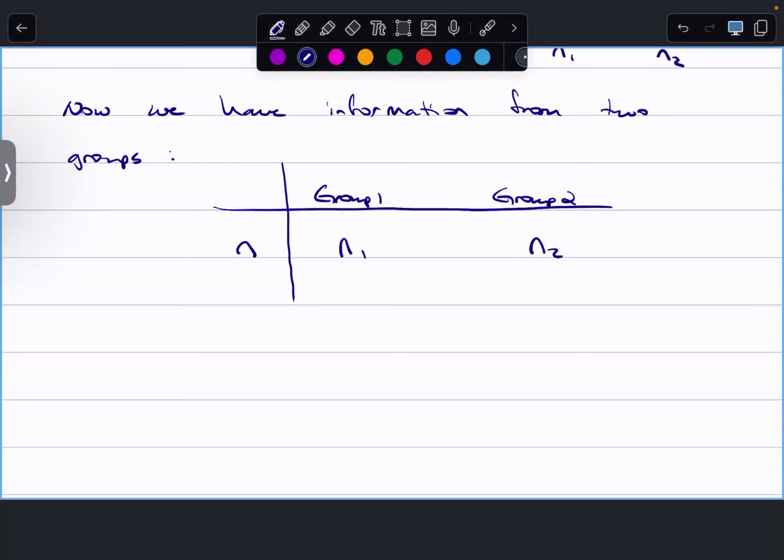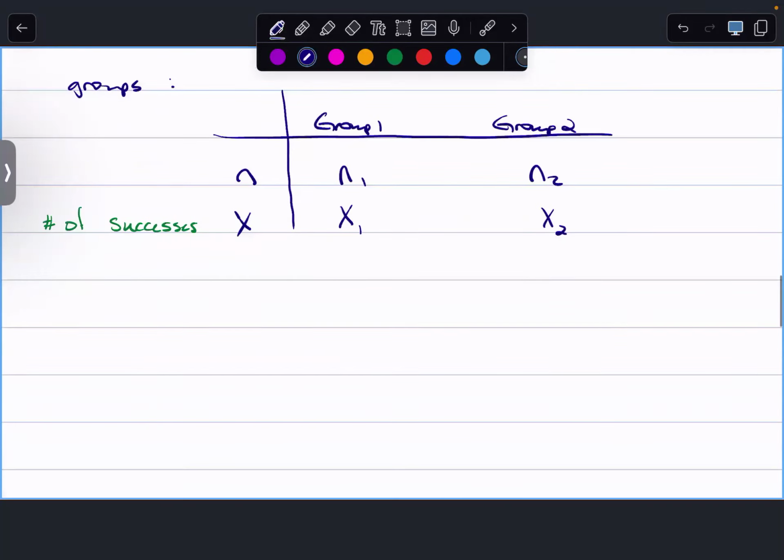We needed to have potentially x. X is the number of successes. So group 1 has some number of successes and group 2 has some number of successes, just as a reminder. And of course we needed p hat. Well, now I have a p hat for each group. P1 hat is x1 over n1, and p2 hat is x2 over n2.